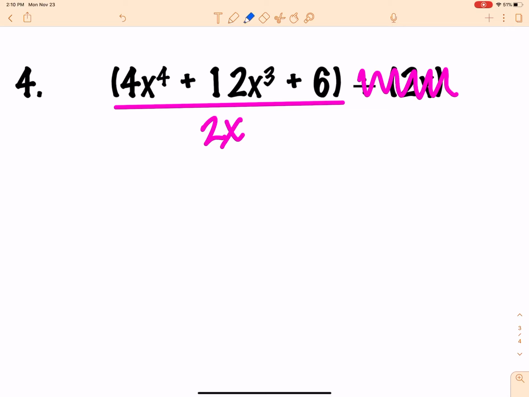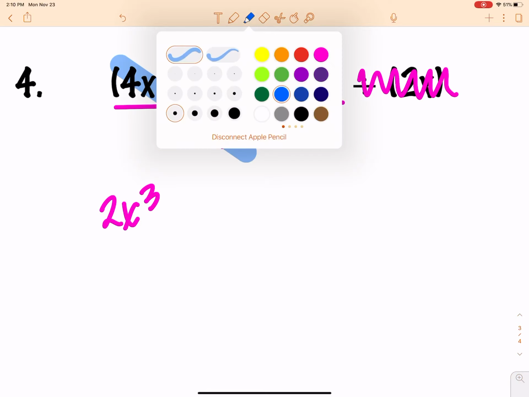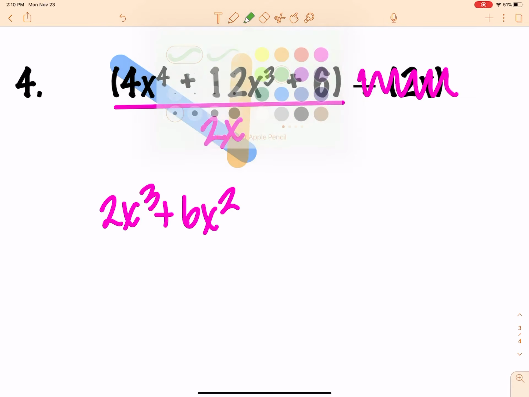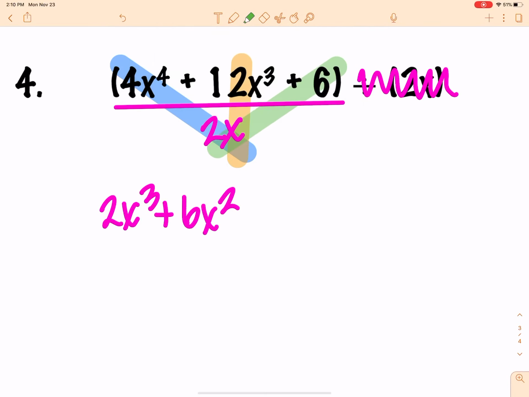Okay, so now we're going to do 4x to the 4th divided by 2x. So 2x to the 3rd. Now we're going to do the middle term. So just add a different term. So 12x cubed and 2x. This becomes 6x squared. And then lastly, you have 6 over 2x. So 6 divided by 2 is 3. And then that x can't really go anywhere. It needs to stay on the bottom like that.